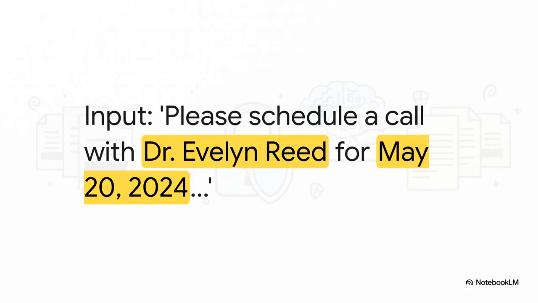So it all starts with the input text, right? Here we have a request that contains a few different types of personally identifiable information, or PII. We've got a name, Dr. Evelyn Reed, a date, an email address, and a money value, all things we absolutely do not want to just send out to some external service.